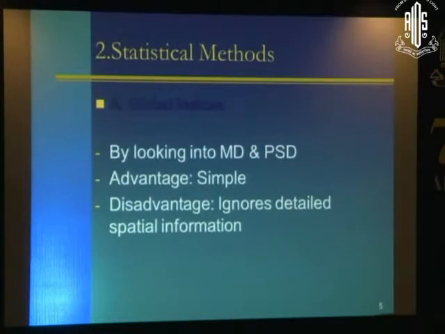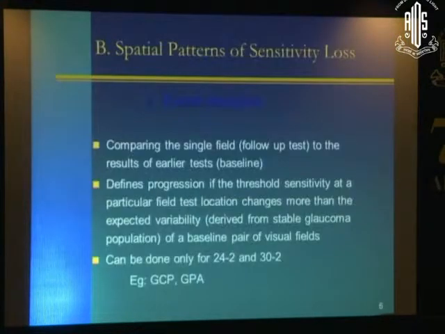When you look at subjective means. So as they said, you can use the statistical methods by looking at the mean deviation and PSD. Most of the time, like Mona said, what we look at is the mean deviation. Again, it is simple. The disadvantage is it ignores the detailed spatial information. It just looks at the generalized depression of the visual field.